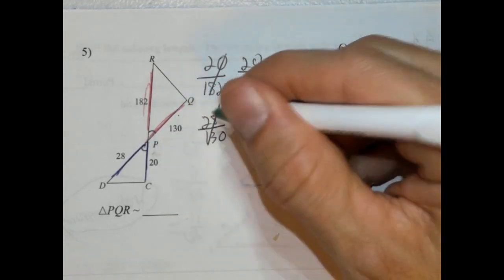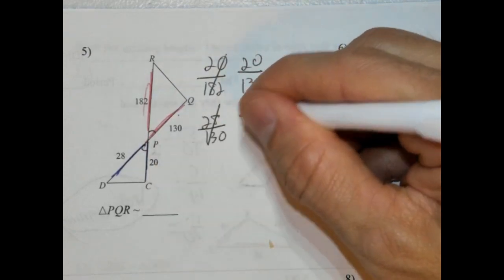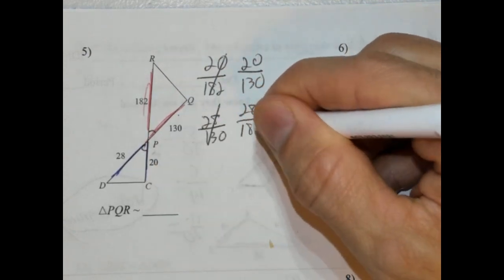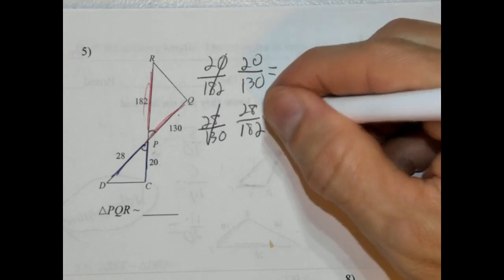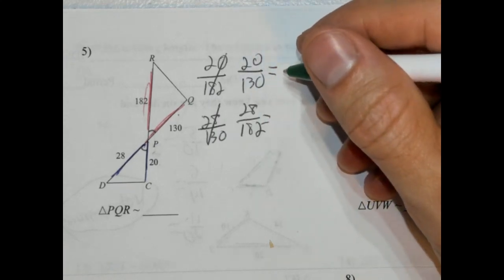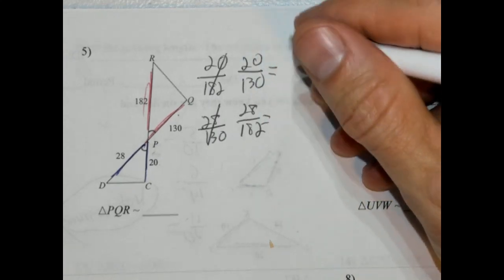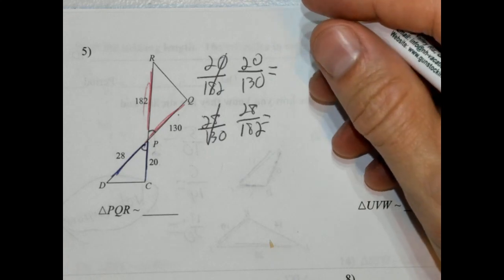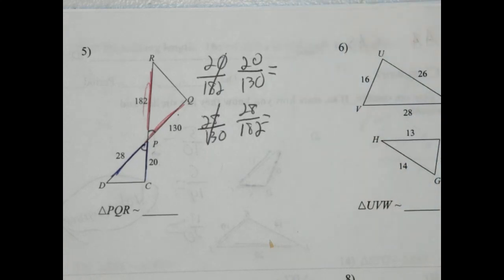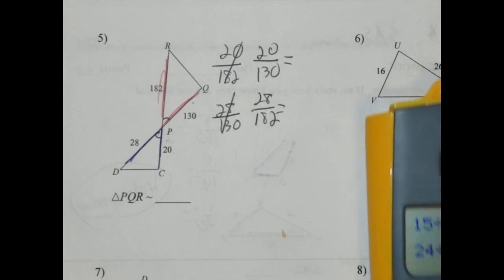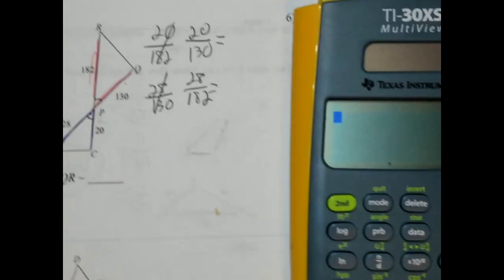So 20 over 130 and then 28 over 182. Now we can see if it works. All right. Another thing too is when you're trying to rush like I was, trying to get this done before first period, it's easy to make a mistake. If I don't finish before first period, no big deal. I'll just do a multi-part video.